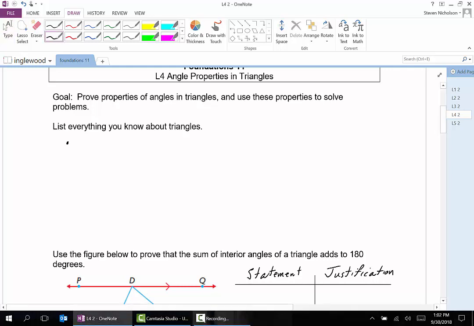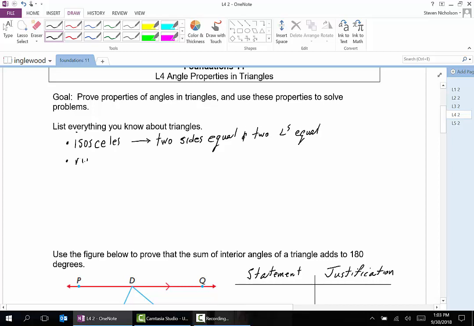What I write down here might not be everything that you know or have written down, and that's fine, and we can add to the story as we go through. But in our previous lessons, we've looked at certain triangles, and one of them was isosceles. Isosceles triangles have two sides equal and two angles equal.